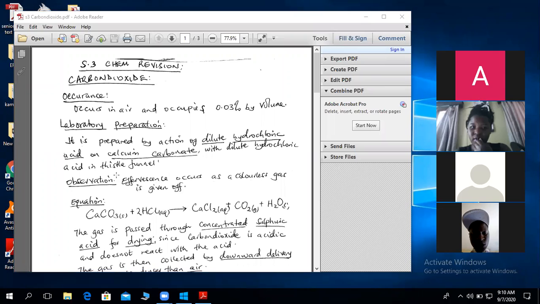Now, when you are preparing a gas, whether we have asked for the equation or not, and the question is saying describe how a gas is prepared, please write the equation. Please write the equation whether we have asked for it or not. Endeavor to write the equation whether we have asked for it or not.